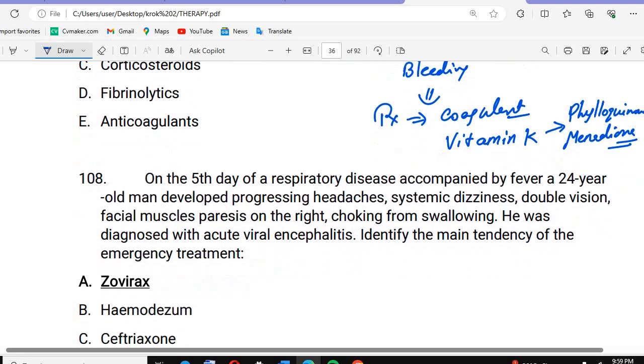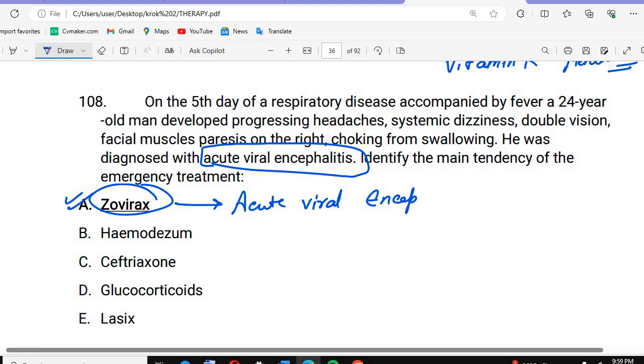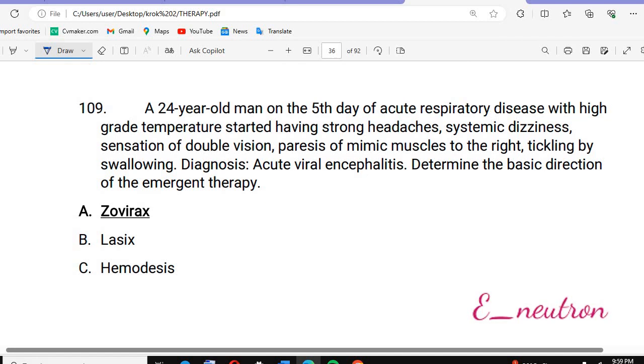Then remember acute viral encephalitis. The treatment we will give for emergency care is Zovirax. So remember these drugs, this is given in case of acute viral encephalitis. In case of acute viral encephalitis, we will use these drugs.